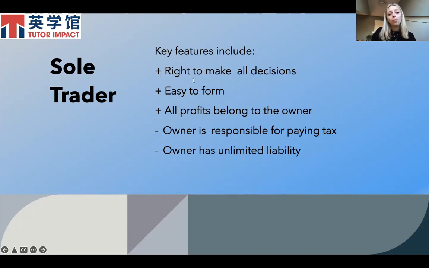But this model does come with some advantages. For example, they're easy to form and they have the freedom to run as they please. Any profits that are made in the sole tradership go directly to the owner, so the person who runs it gets all of the profits. In summary, the advantages are that it's easy to form, they have the freedom to run it as they please, and all profits belong to the owner. The disadvantage is that there is unlimited liability for any debts of the business.